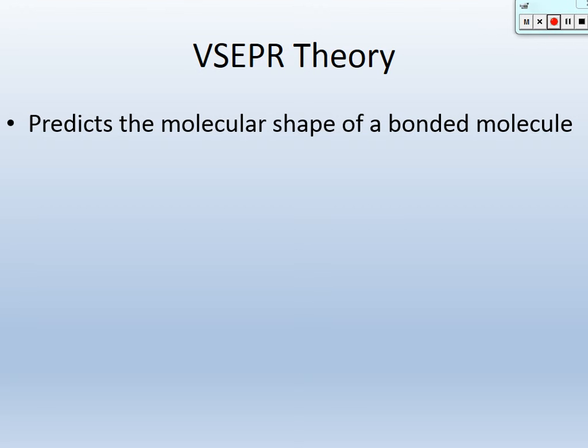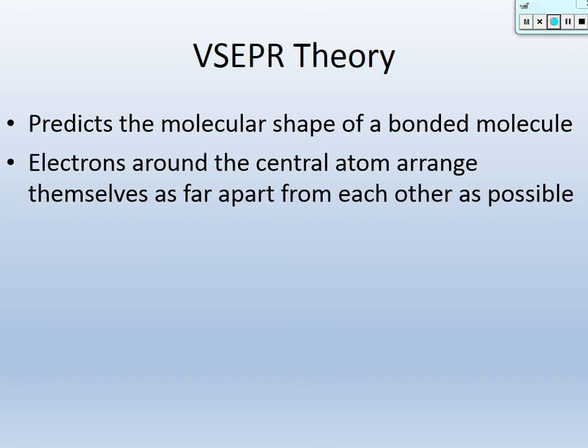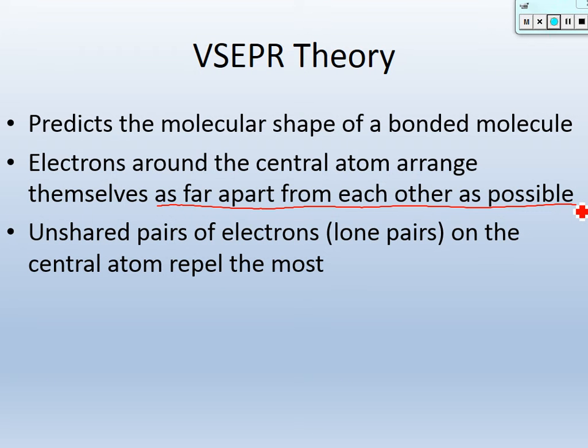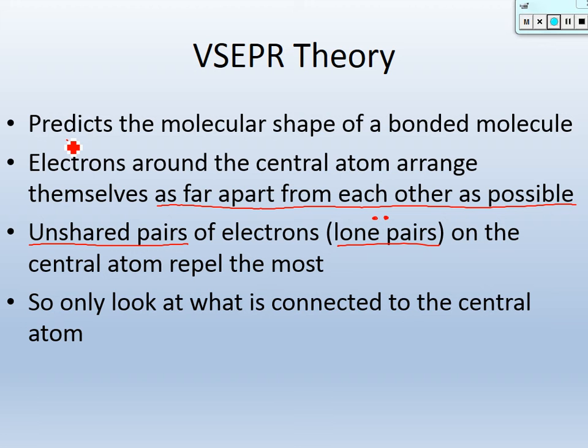Okay, so VSEPR theory predicts the molecular shape of a bonded molecule. Electrons around the central atom arrange themselves as far apart from each other as possible. These electrons or these bonds will move as far apart from each other as possible. Unshared pairs, what do we call unshared pairs, guys? Lone pairs. Lone pairs on the central atom will repel the most. So if there's just two dots, you know those lone pairs? These guys repel the most. So only look at what is connected to the central atom. We're only going to be concerned about what's connected to the central atom.